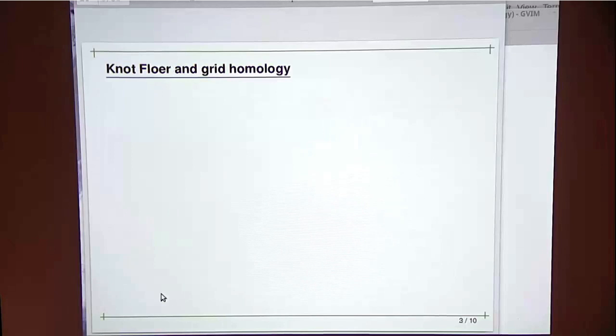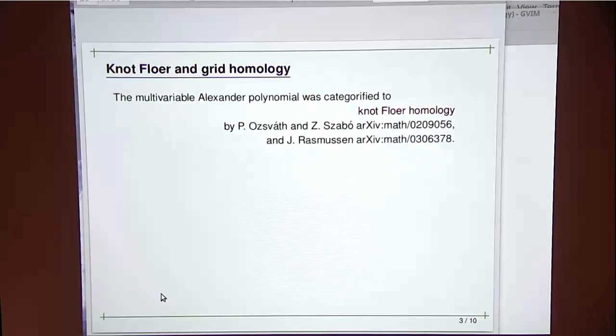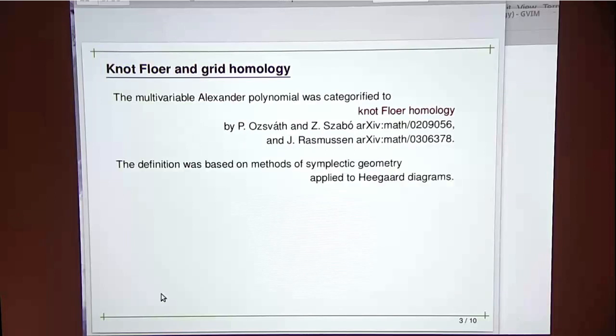So I have to say also about other approaches to the same subject, and there is a knot Floer or grid homology, another categorification of the multivariable Alexander polynomial. It was done in 2002, 2003, and it was based on completely different ideas, and therefore it has its advantages and disadvantages. The advantage is that it has been around for a long time, and it was used in many ways. There were many results built on this categorification.